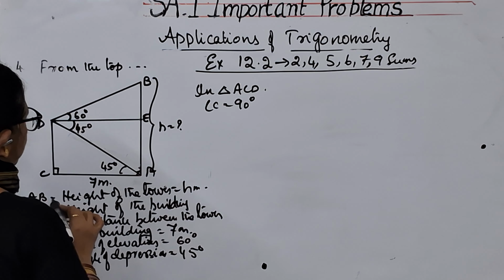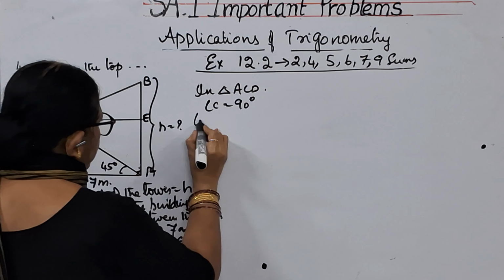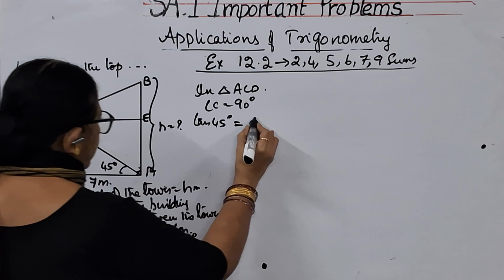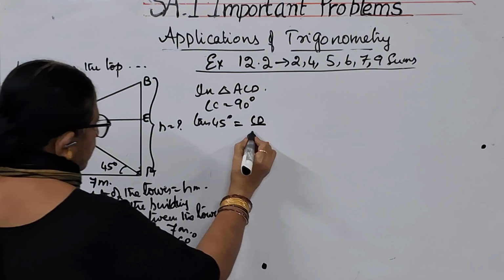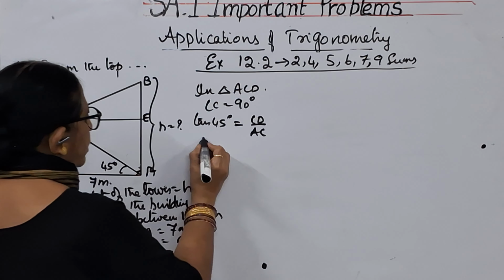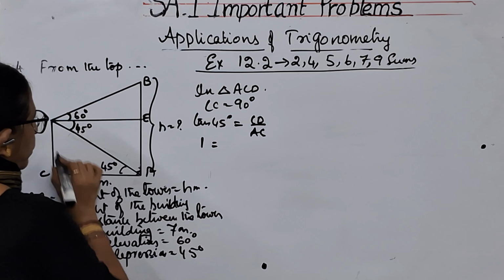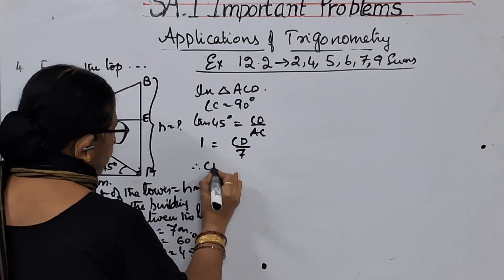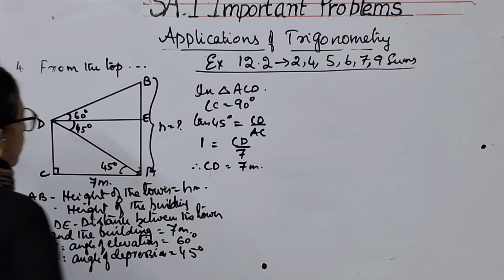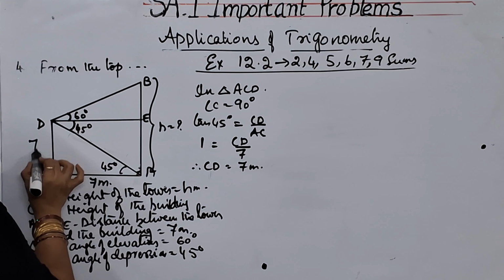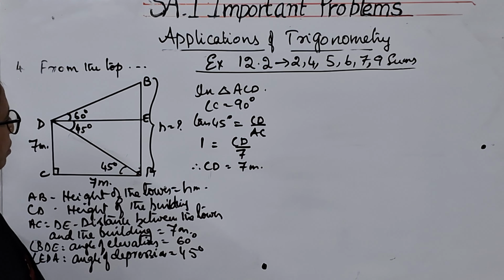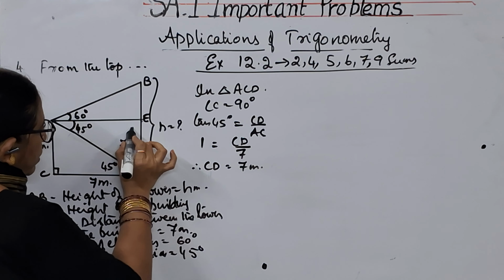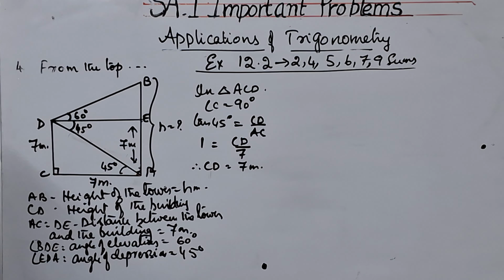If angle C is 90 degrees, tan 45 is equal to the opposite side CD by AC. Tan 45 is 1. 1 is equal to CD by AC, they have given 7. That means you have got CD is equal to 7 meters. Okay, children, CD is equal to 7 meters. That means from here to here this distance also is 7 meters.